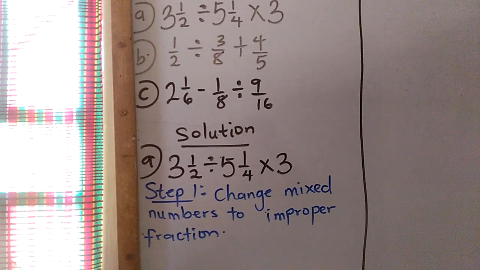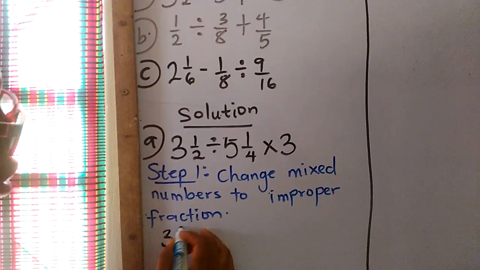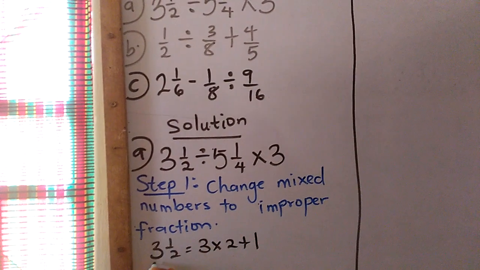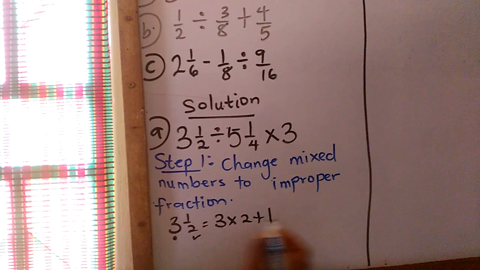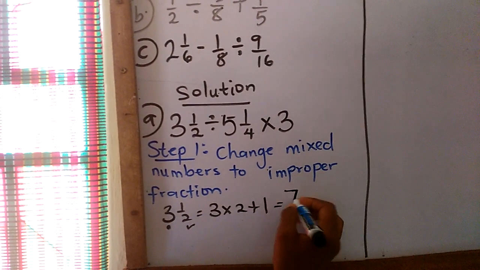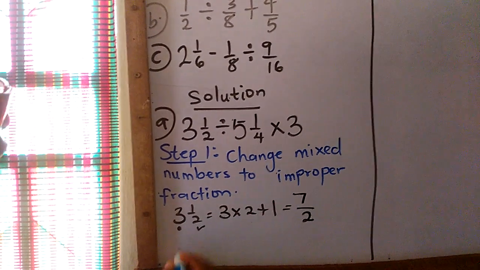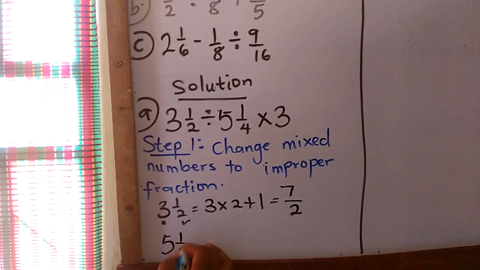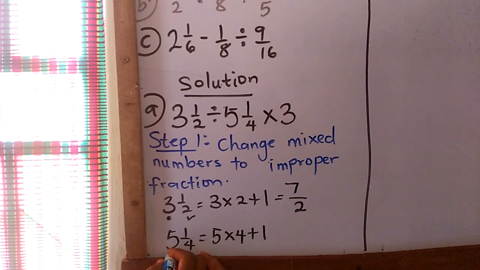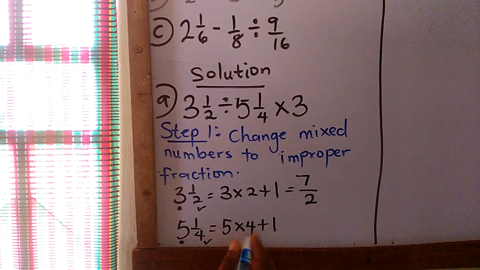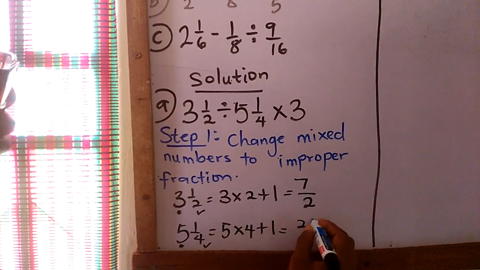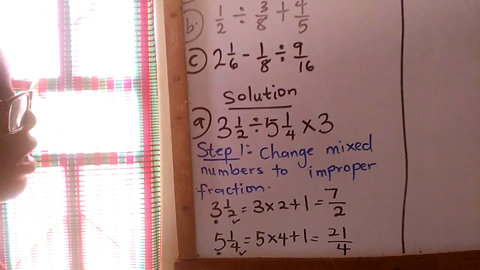So we have our 3 whole number 1 over 2 is going to be 3 times 2 plus 1. 3 times 2 is 6, 6 plus 1 is 7. So we have 7 over 2 here. Now for 5 whole number 1 over 4, that will be 5 times 4 plus 1. 5 times 4 is 20, 20 plus 1 is 21 over 4. So we have done step 1.